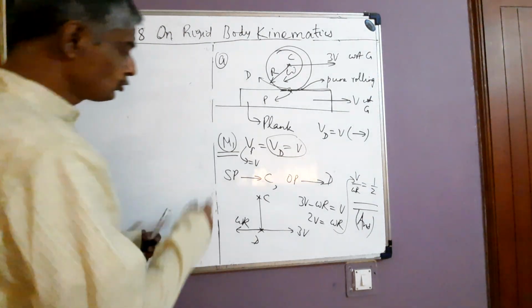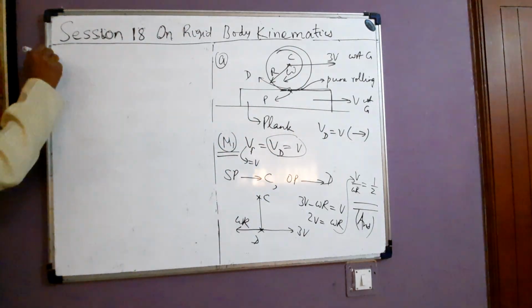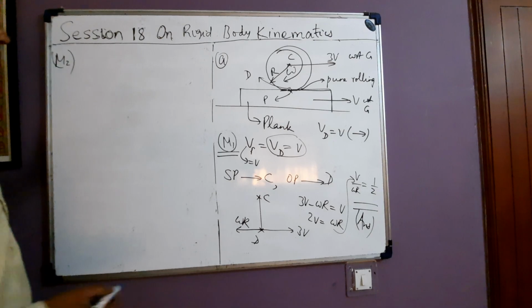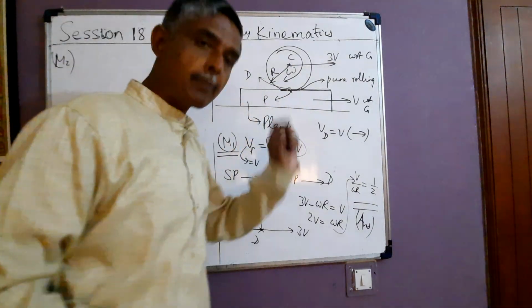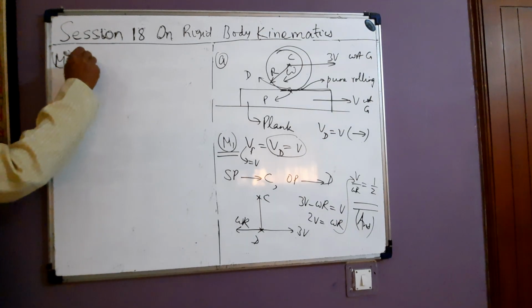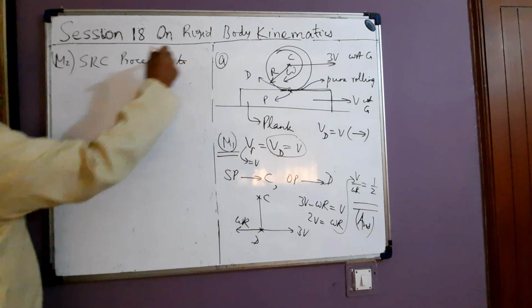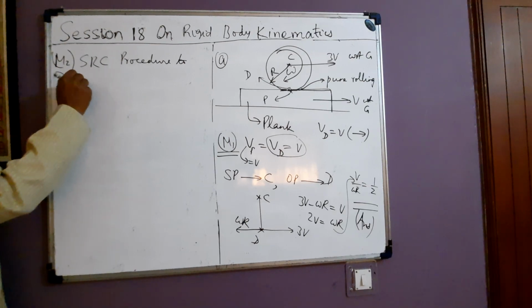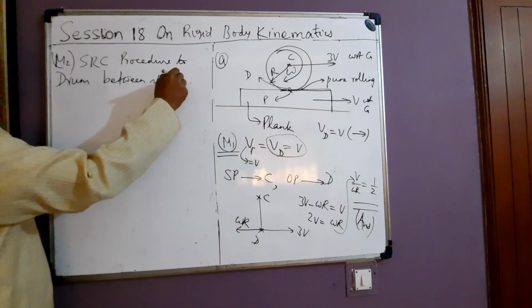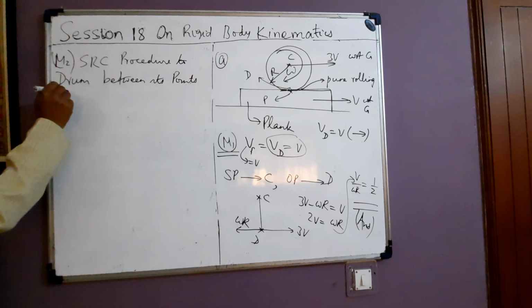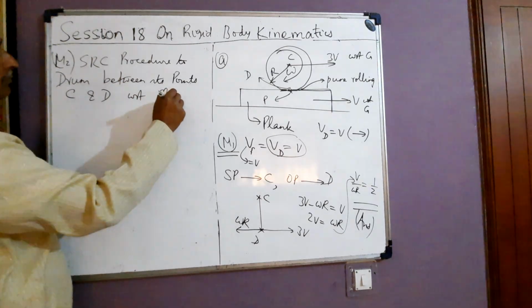Now we apply method 2. We apply the SRC procedure to the drum between its material points C and D in the frame of the plank. That is, SRC procedure to the drum between its points C and D with respect to the plank frame.